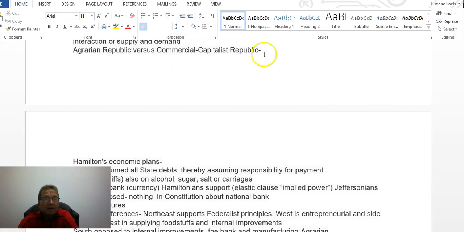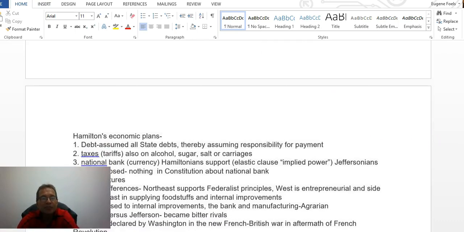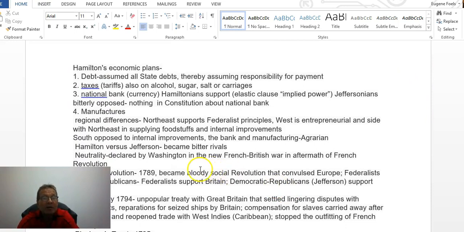Eventually, the commercial capitalists, as you're going to see, are going to win out if you take American Nation 2. Hamilton's plans, there's 4 big parts. The tariff will protect manufacturers. They have a fledgling industrial system developing during the very late 18th century and going forward.